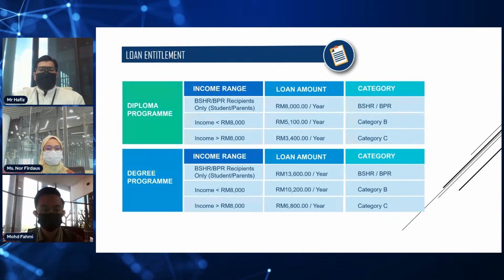Okay. Next, we go for degree program. Same thing. If your parents are under the BSHR or BPR for the current year, when you apply for PTPTN, you will be entitled to 13,600 ringgit per year. And if their income is less than 8,000, but they are not receiving the BSHR or BPR, you are only entitled to 10,200 ringgit per year. And if their income for a month is exceeding 8,000 per month, PTPTN will only give you 6,800 per year for category C. Okay, so now you already know the criteria to apply for the loan, when you need to apply for the loan, and how much PTPTN will provide to you.